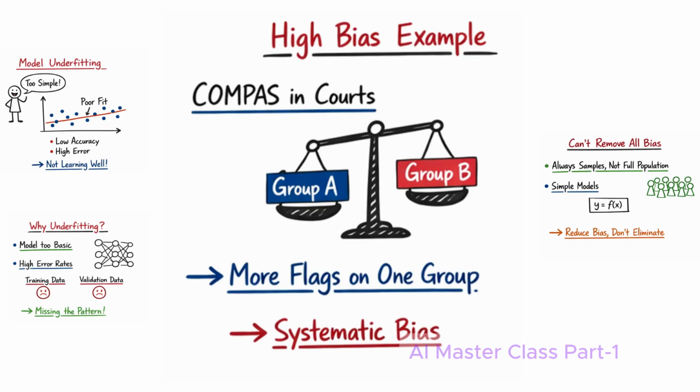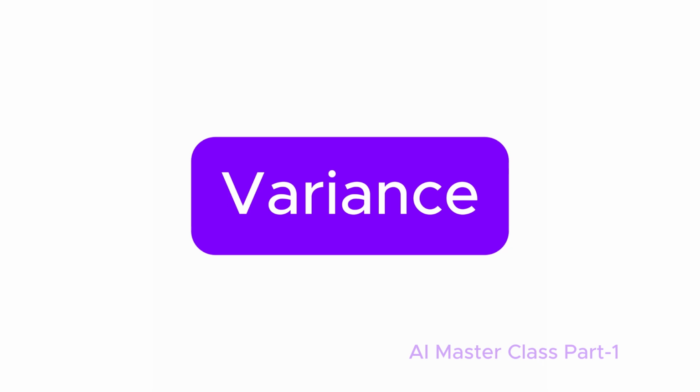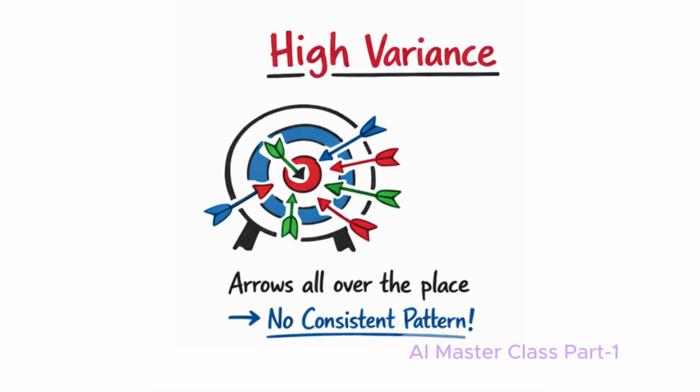Now bias is one thing, but there is another side of the story, which is variance. Variance is kind of opposite to bias. Going back to our arrows example, if your arrows are scattered all over the place, some are near the center, some are far away, but with no consistent pattern, that is the significance of high variance.